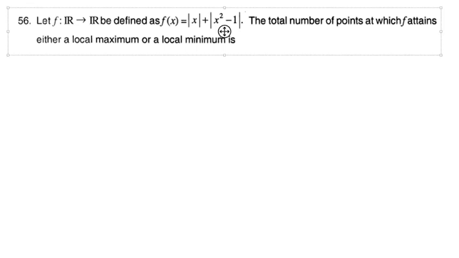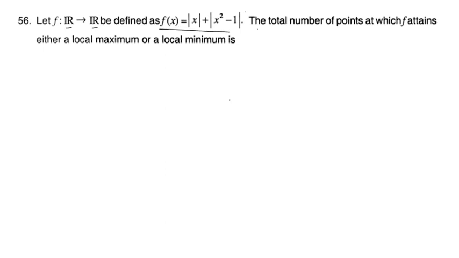Here's a question from JEE 2012, Maths Paper 1, and it says that let f from reals to reals be defined as the following function. The total number of points at which f attains either a local maximum or a local minimum is. And this is an integer type question, so the answer has to be a single digit integer.